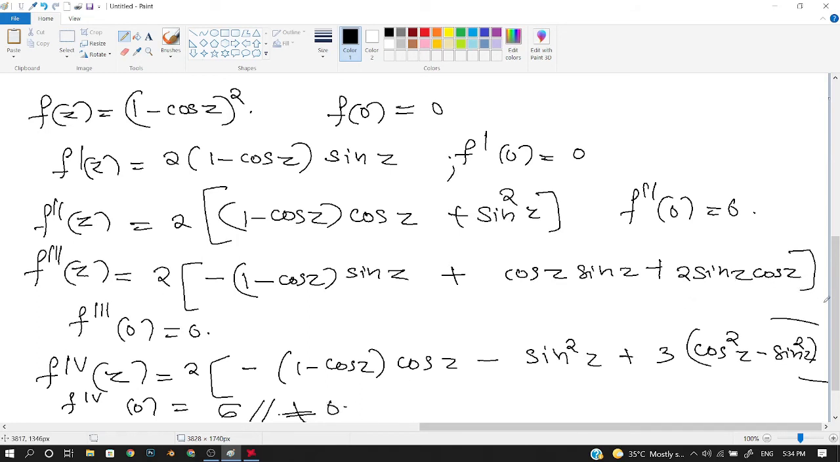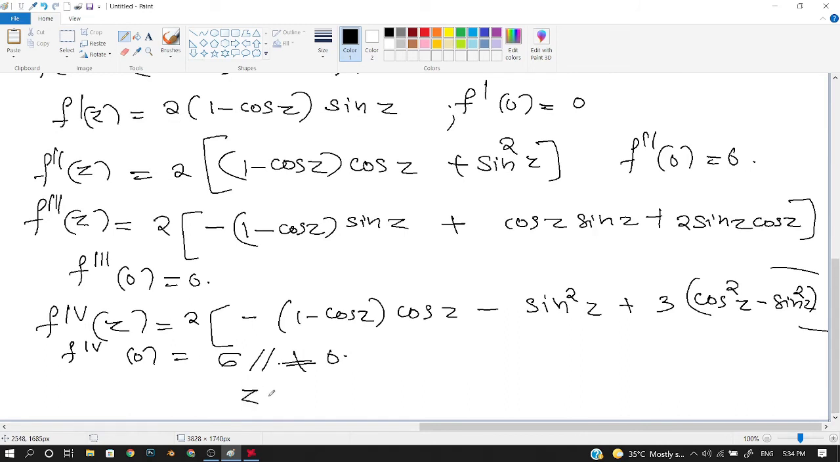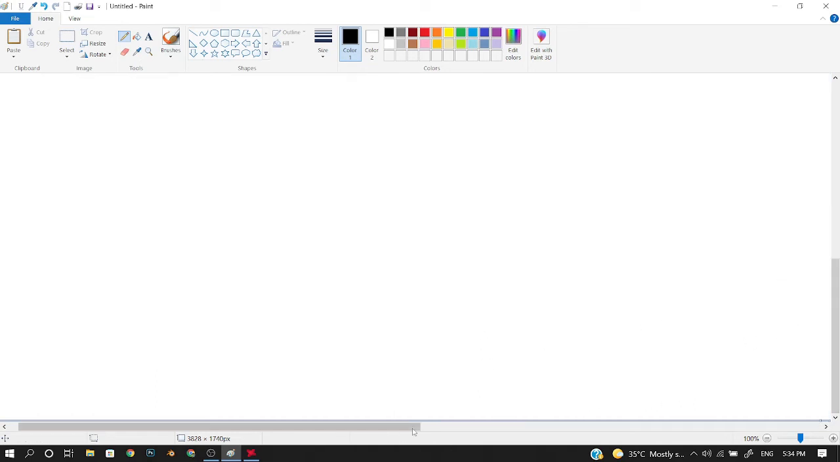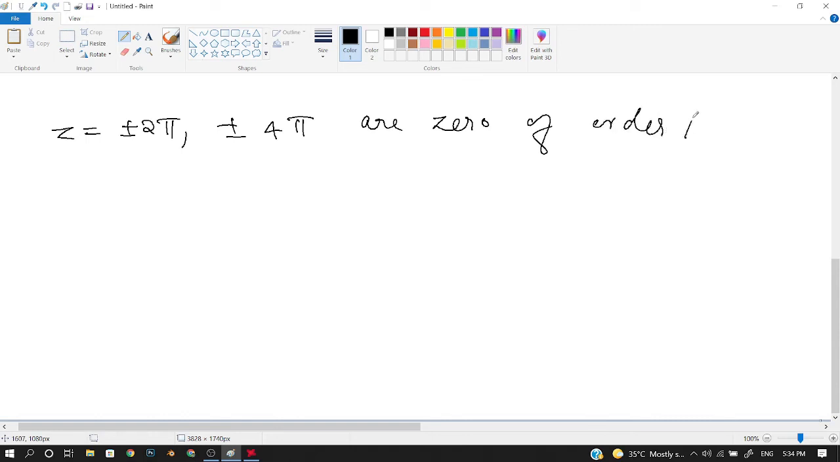So here you can see that z equal to 0 is a zero of order 4. Why? Because f of 0 is 0, f dash 0 is 0, f double dash 0 is 0, f triple dash 0 is 0, f fourth dash 0 not equal to 0. Similarly, you can see that z equal to plus or minus 2 pi, z equal to plus or minus 4 pi are zeros of order 4.